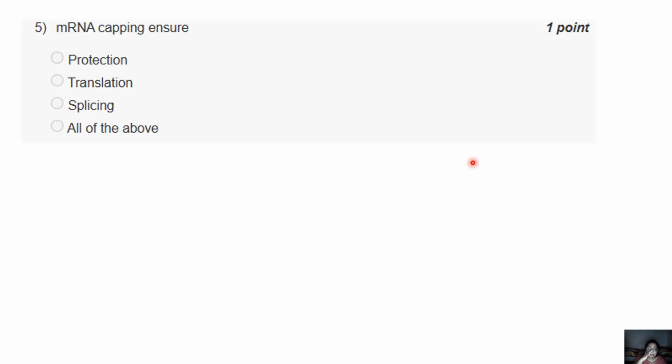So coming back to the question that we started with, mRNA capping ensures protection, translation, splicing, all of the above. So this is the correct answer. I'll wait for a few minutes. If you have any doubt, you can ask me. Then we move on to the next question for today.